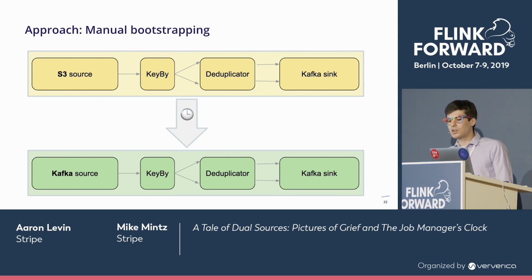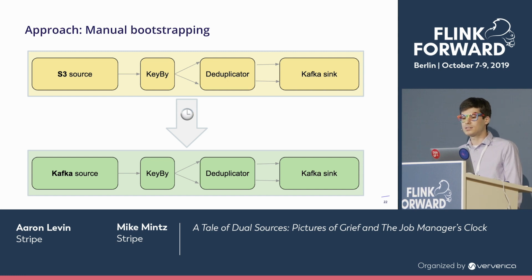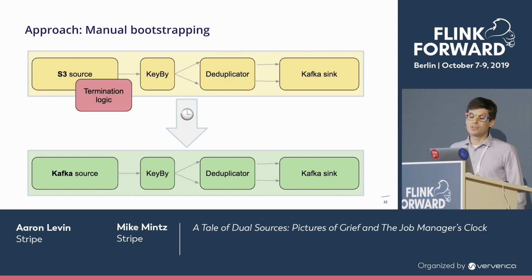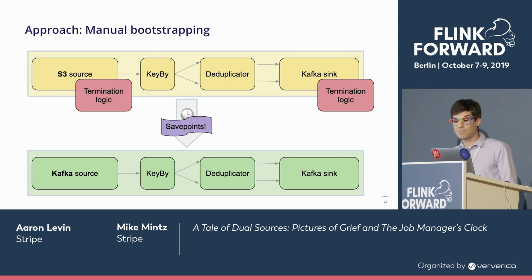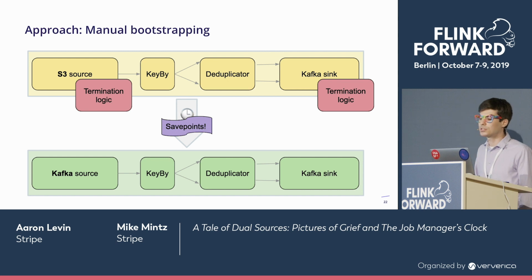However, this manual bootstrapping approach, i.e. running an S3 job to completion followed by running a similar Kafka job, gets more complicated when getting into the details. We would need a way to automatically terminate the S3 job when it's done so that we can move on to running the Kafka job. That means adding something around the S3 source to handle termination logic, adding something around the Kafka sink to also handle termination logic, since we'd need to wait until the events have gone all the way through the deduplication pipeline before we can safely exit. Plus, we'd somehow need to trigger a save point before we exit, which we'd use to initialize the Kafka job from.